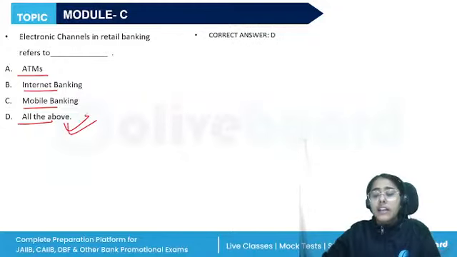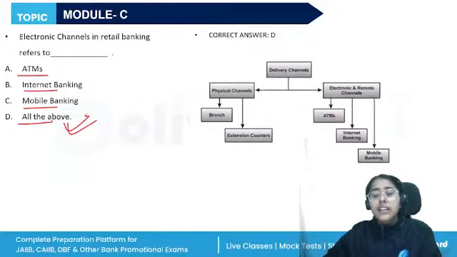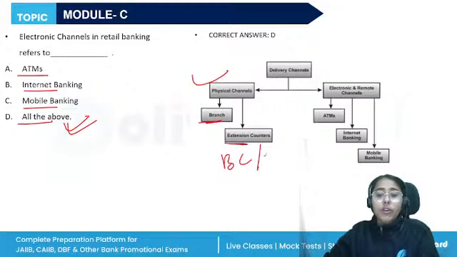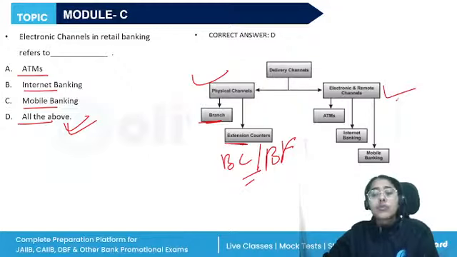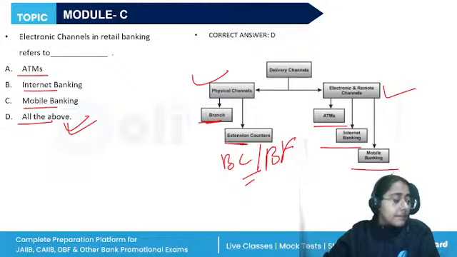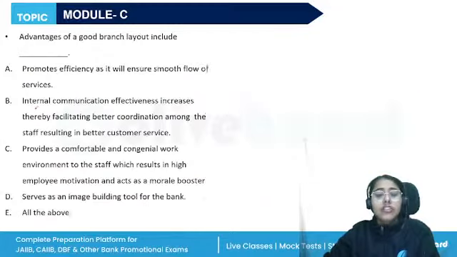All of the above are electronic channels. So the delivery channels can be divided into physical channels, which include the branch and the extension counters, the business correspondent and business facilitators as well, and electronic and remote channels which are not attached to the bank. So ATMs, internet banking and mobile banking. Alright, so accordingly the correct answer is option D. All of the above are electronic channels.